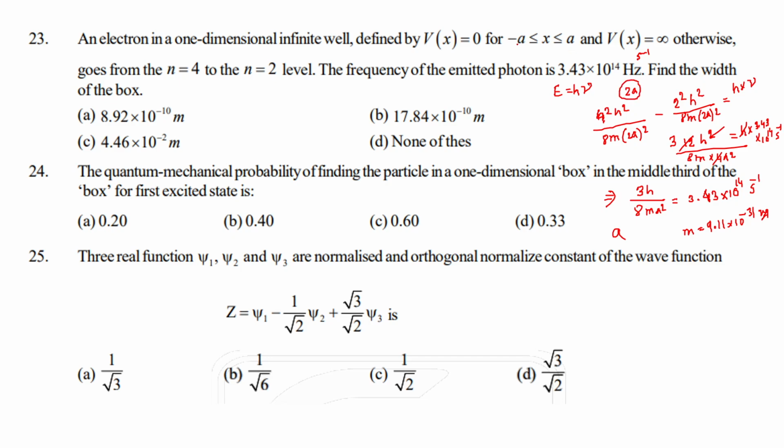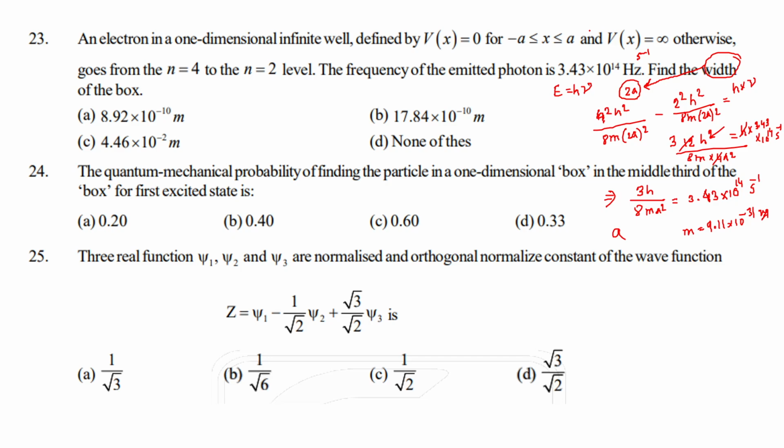Don't forget, because the box is from minus a to a. So you will eventually get a, but you need to find 2a. So the width is actually 2a for this problem. Here the boundaries are at minus a and plus a. If the boundaries would have been at 0 and a, then your width would have been a. Okay, so you need to get the value of 2a. I hope you will be able to solve that.